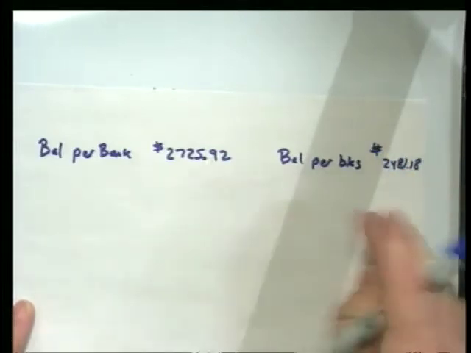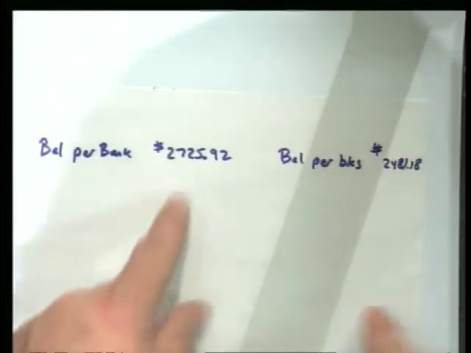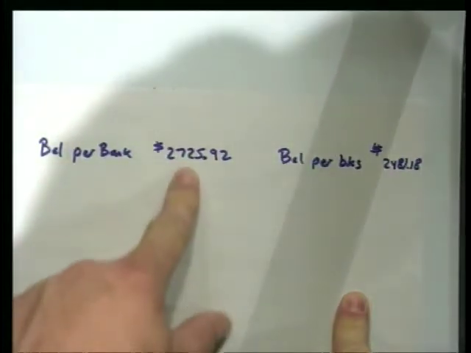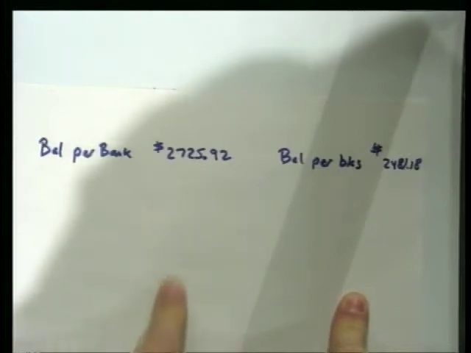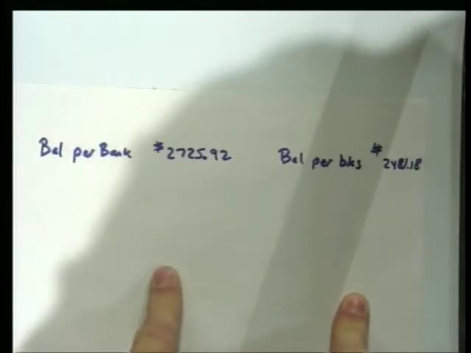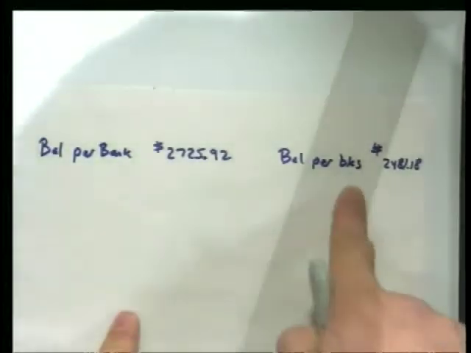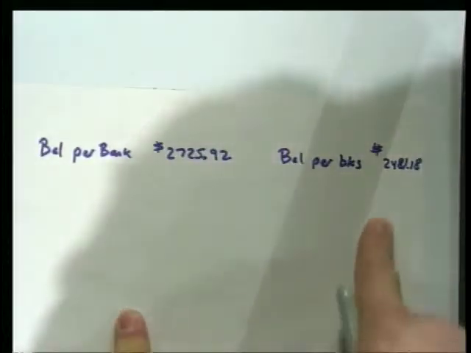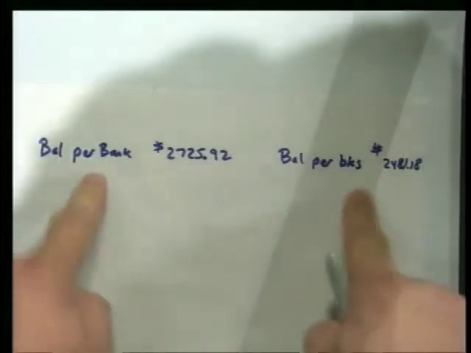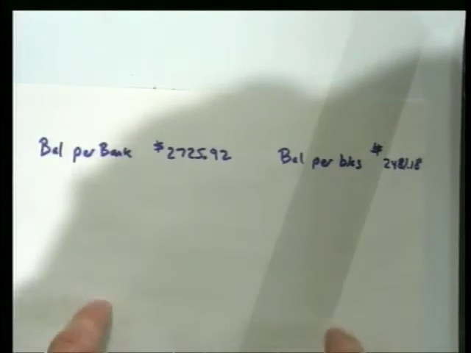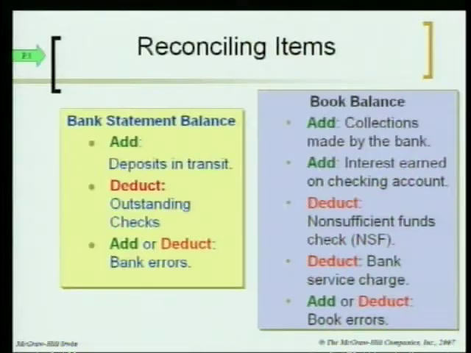Well, those amounts are different, aren't they? So we're going to have some items that we have to add to this side and some items that we're going to have to deduct from the balance per bank side. There's going to be other items that we have to add and deduct from the book side, and hopefully we will get down to a number where the two numbers equal. Okay? So let's take a look at those.